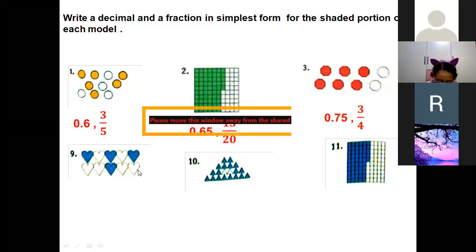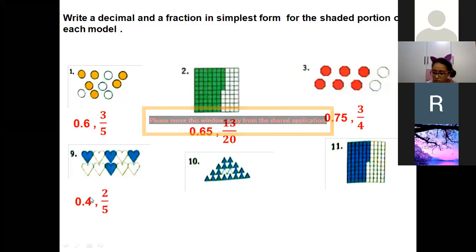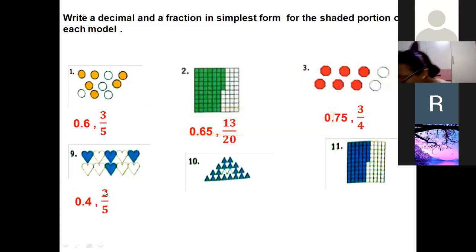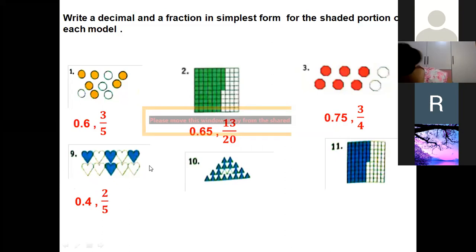And in this cell, what is it as a decimal? 0.4. Excellent, Naya. Perfect. So this one is 0.4. The fraction of this is 4/10. If you simplify it, you divide by 2, so you get 2/5. Excellent, Naya. Thank you.